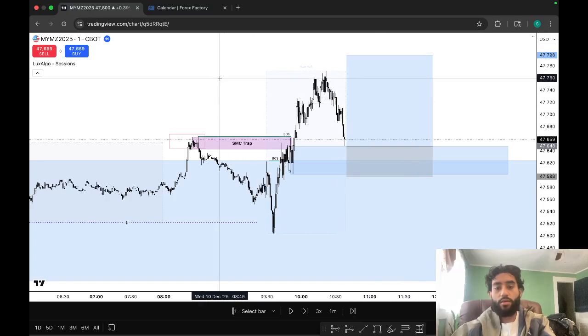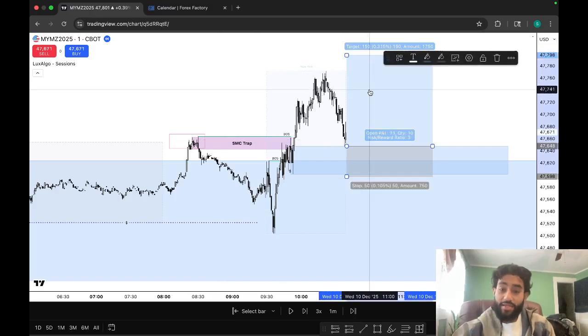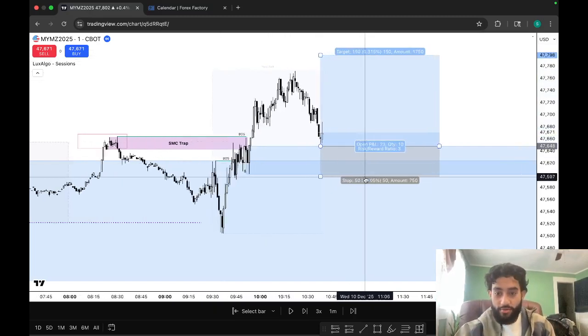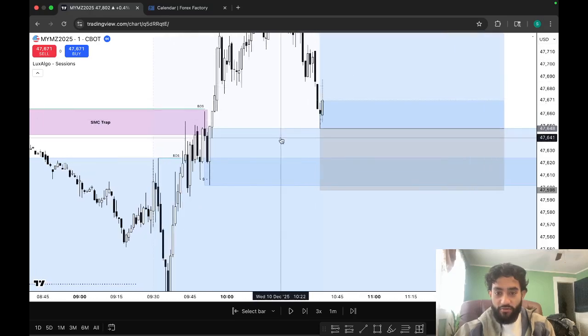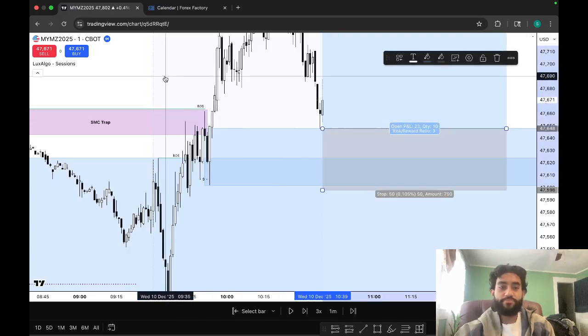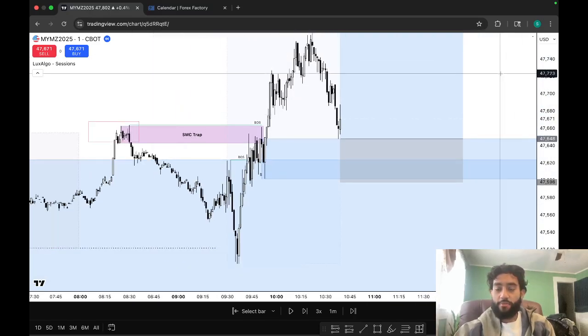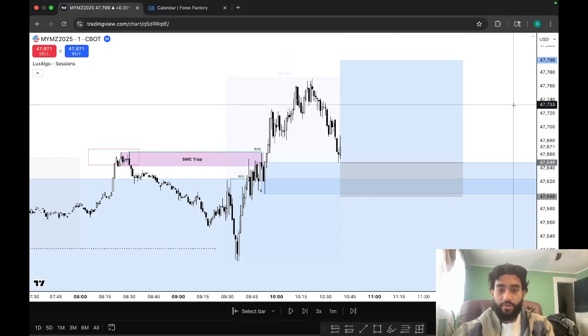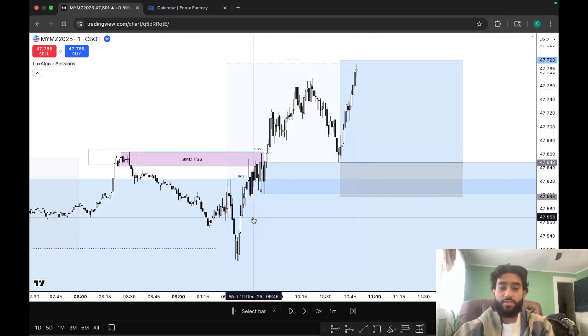Came down. Now look at this. I did not get tapped into this trade, even though, because of spreads and whatever, it came directly to the tick, I did not get tapped into this trade. So let's see what happens. Price didn't tap me in, made a bullish break.